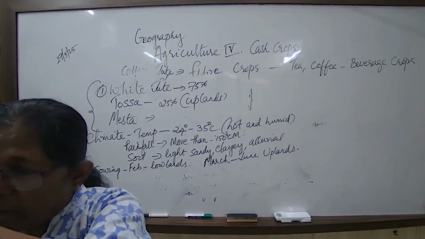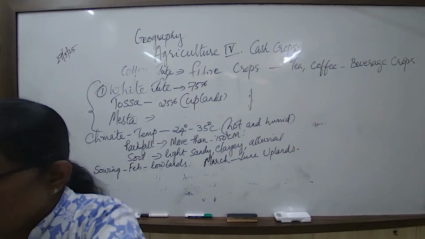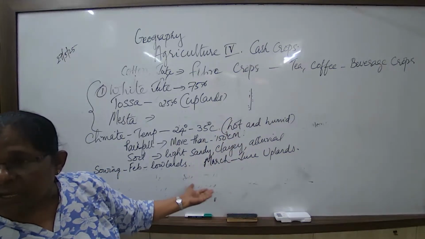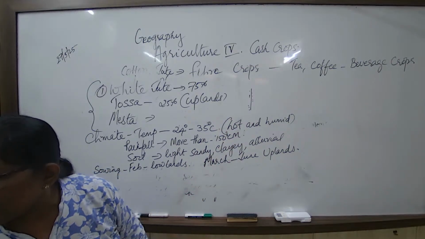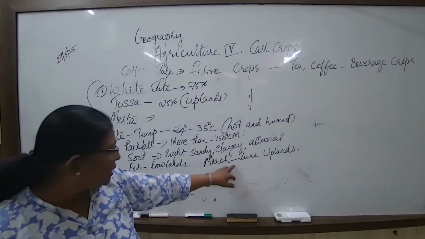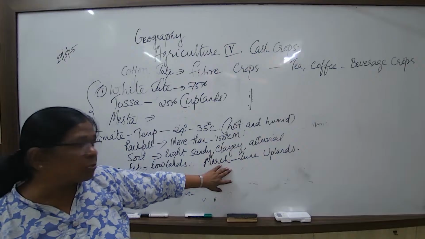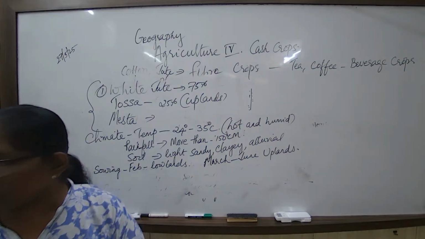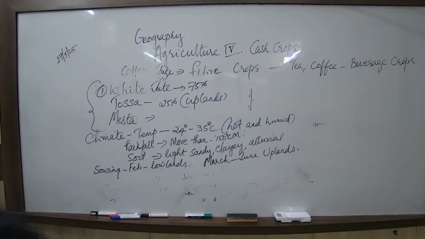The higher elevations, in order to escape from the flood condition, that is upland. Lowland is the low-lying areas. Hilly areas or higher elevations are upland. So upland is cultivated from March to June, and lowland is sown in the month of February.